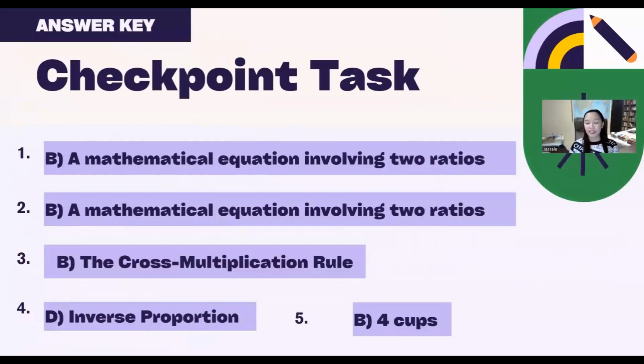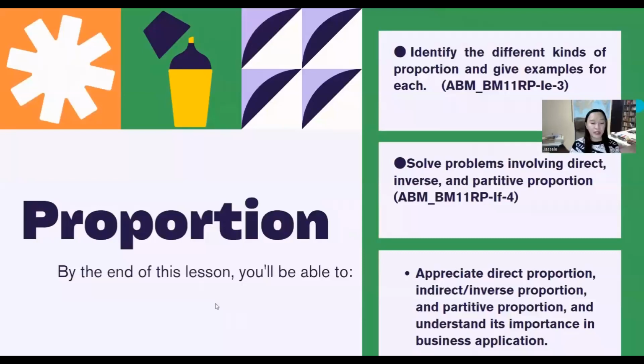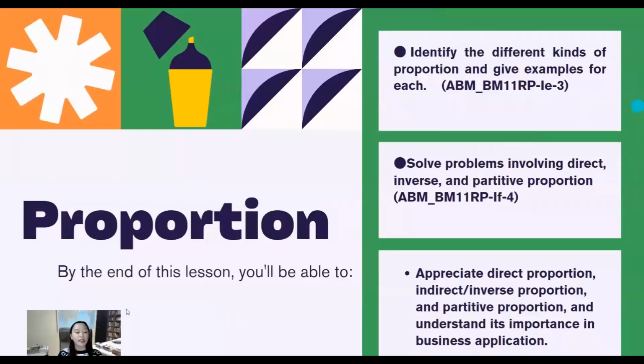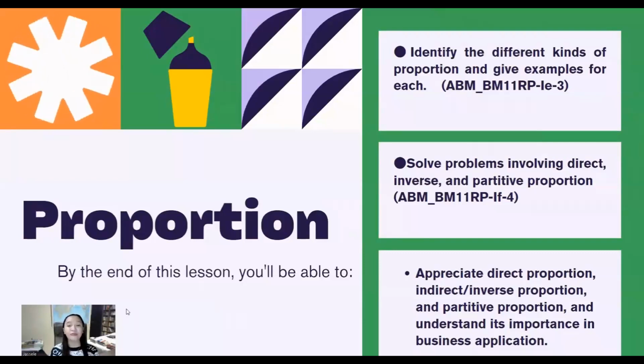Who can guess what is our topic for today? Okay, I think Cassandra already had mentioned. That's why you had an idea when we are talking about ratio. The next one is okay, that's right, proportion. So when we are talking about proportion, by the end of this lesson, our lesson objective. So the first one is we will identify the different kinds of proportion and give examples for each.